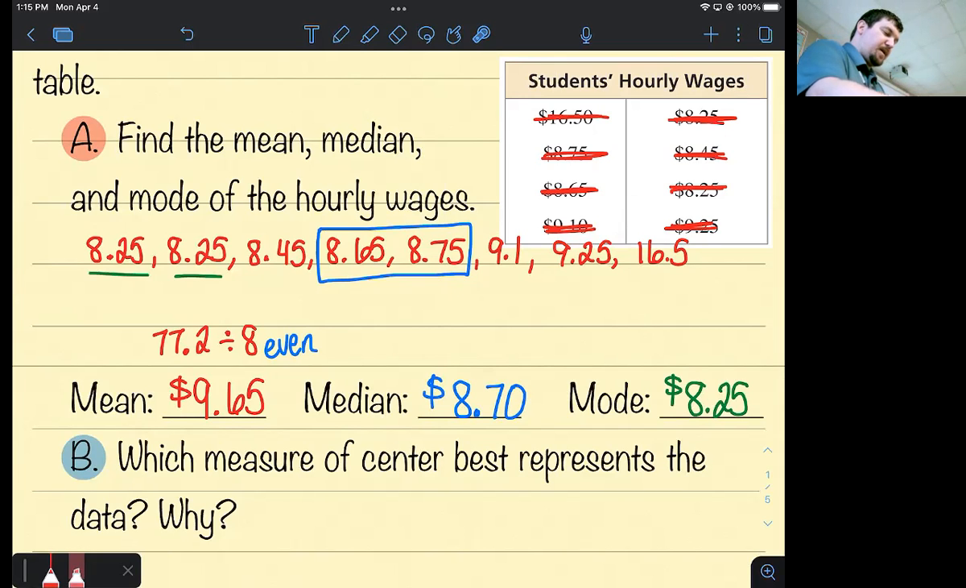Okay. The mode, $8.25, right here. Now, you never want to use the mode as your best representative measure because it's just going to tell you what repeats. It doesn't necessarily mean that's in the middle. That leaves us with the median, $8.70, right there. The median is going to be the one we want to use here.